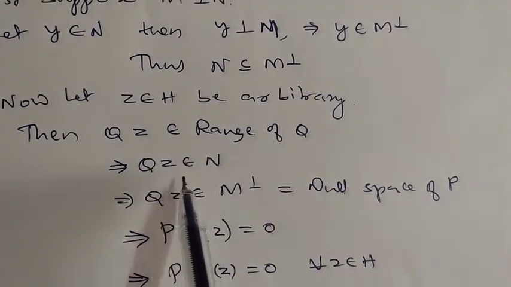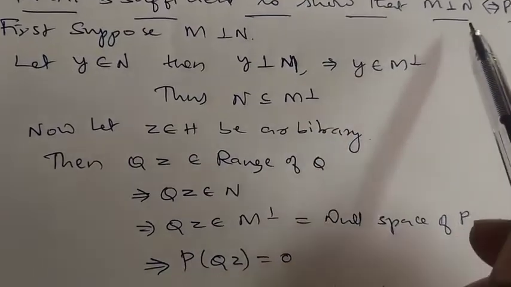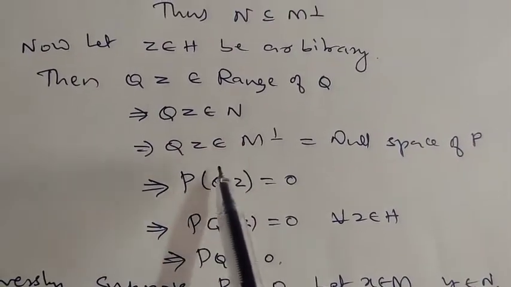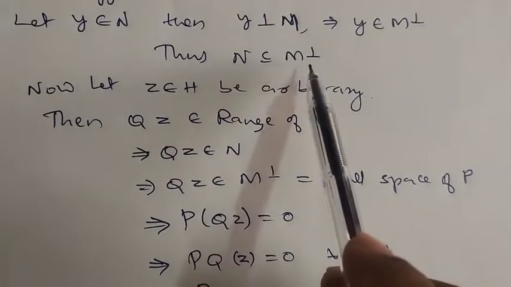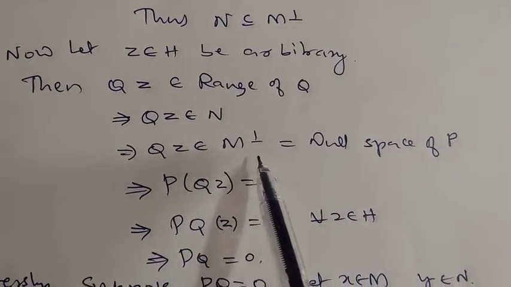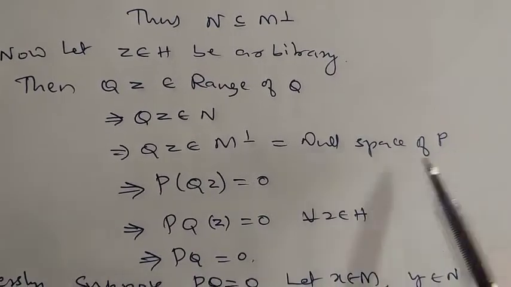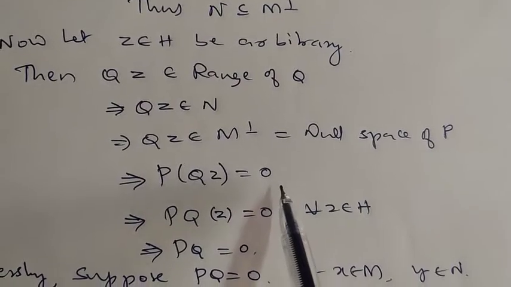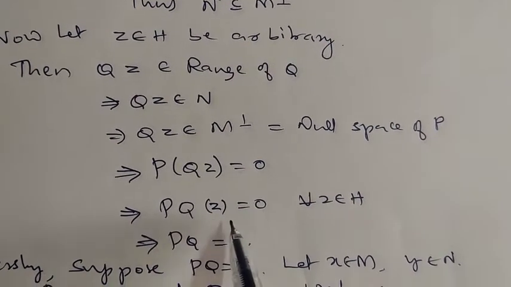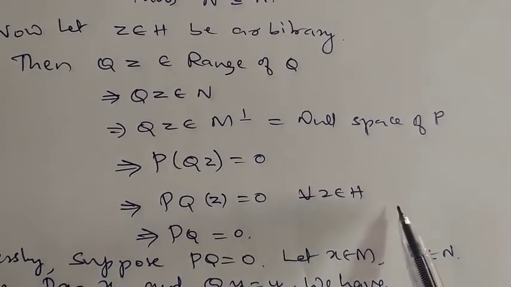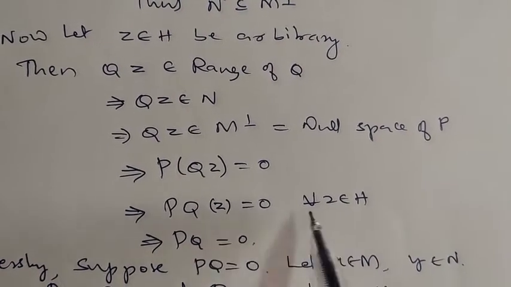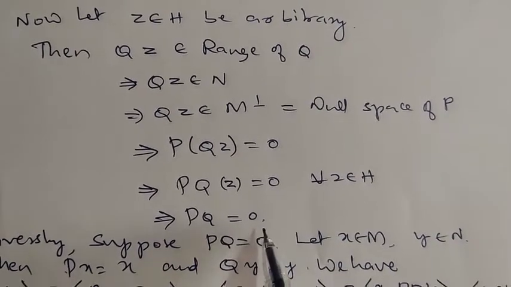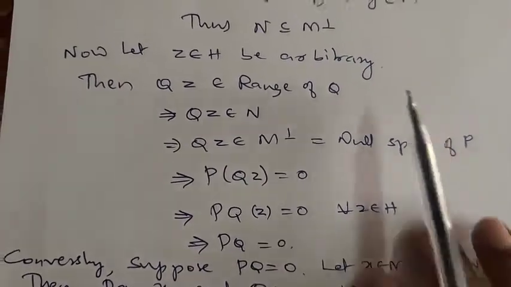This implies Qz belongs to the range of Q, which we have taken to be N. So Q of z belongs to N. But N is contained in M perp, accordingly Q of z belongs to M perp, which is the null space of P. By definition, P of Qz must be equal to 0, so PQ of z is equal to 0 for every z belongs to H. Now PQ of z is 0 for every z means PQ itself is 0.